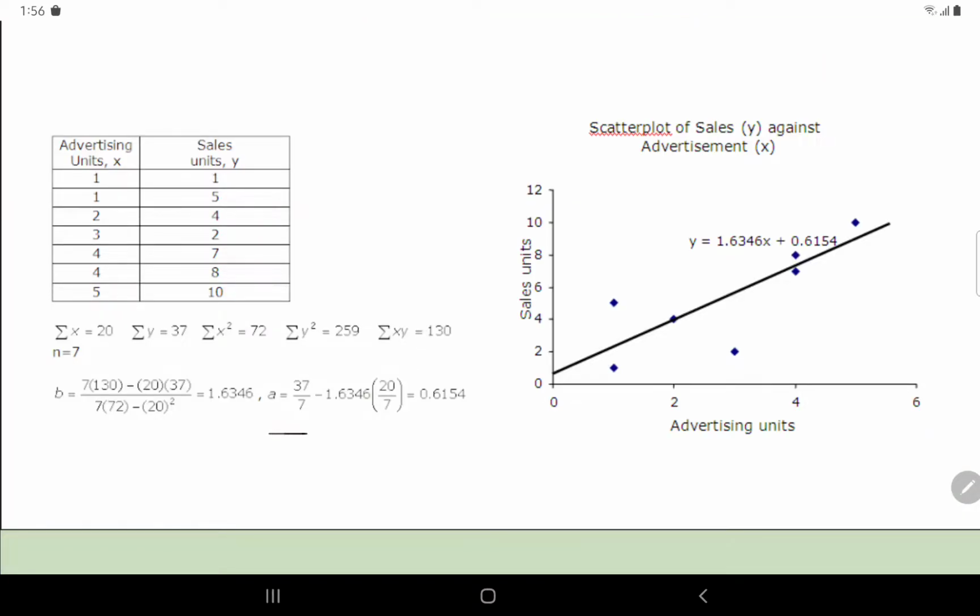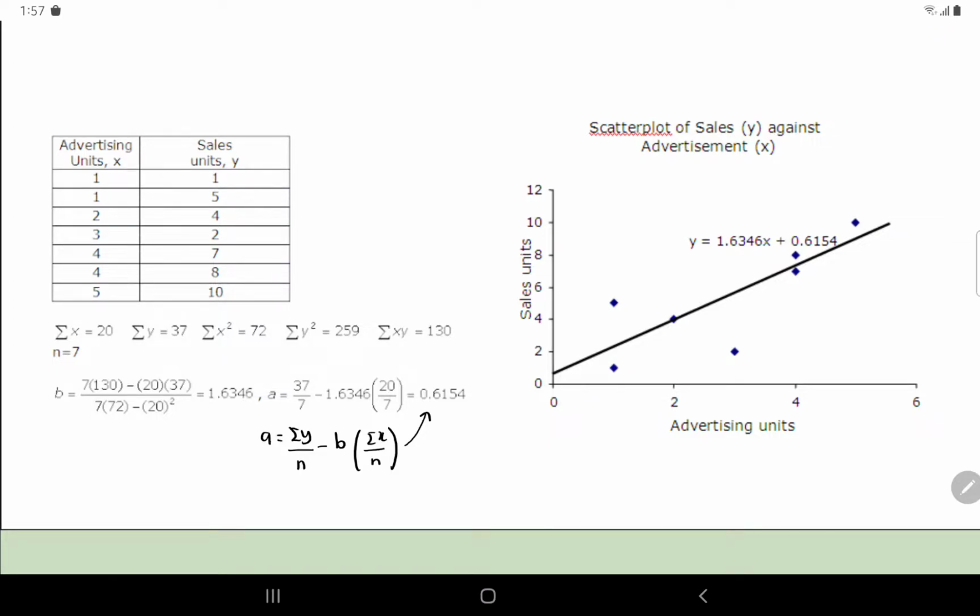Okay, so to find a, the formula is total of y divided by n, minus b times total of x divided by n. Okay, so this is the value for our a.